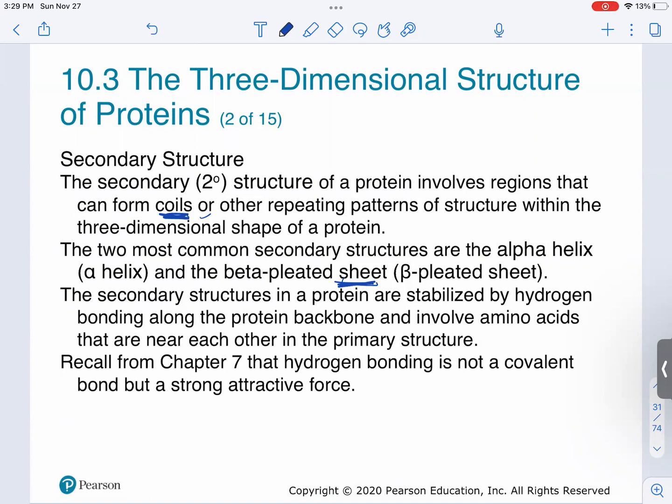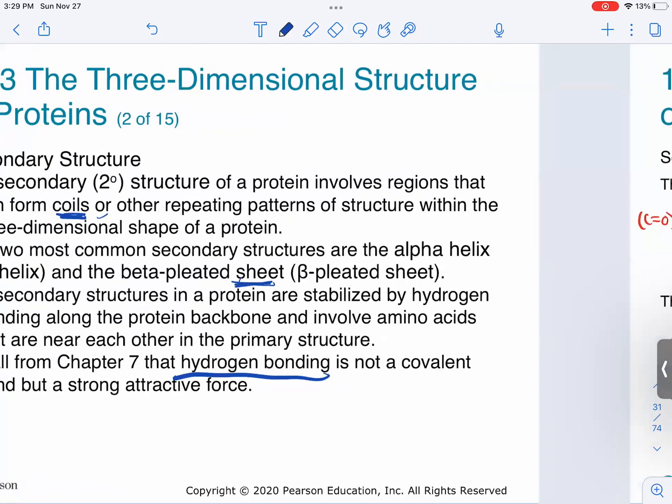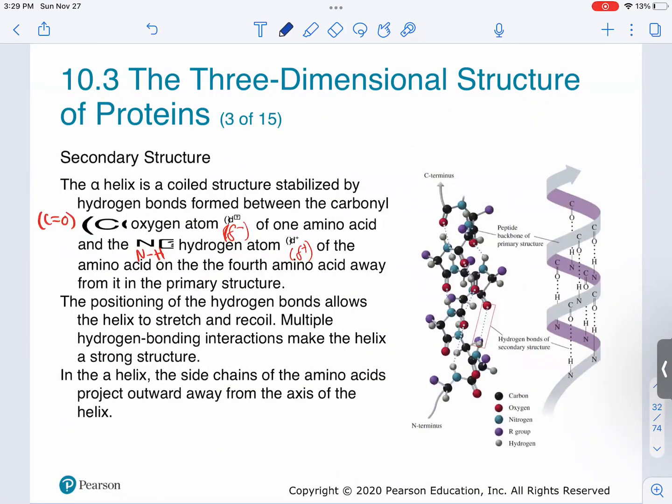And it involves the amino acids that are really close to each other. So just remember the hydrogen bonding that I said there is just an attraction, right? Those secondary structures are held together by those hydrogen attractions. So that alpha helix is a coil, like the phone coil you see here.